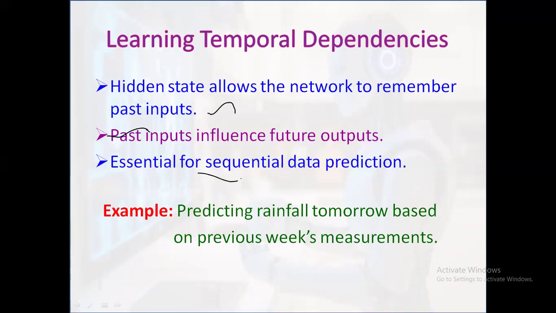The second point says past inputs influence future outputs. Earlier elements in the sequence affect the later outputs, enabling modeling of cause-effect relationships over time, essential for sequential data prediction. This capability is important for applications such as speech recognition, ECG analysis, and language modeling. The example is predicting rainfall tomorrow based on the previous week's measurements, just for understanding.